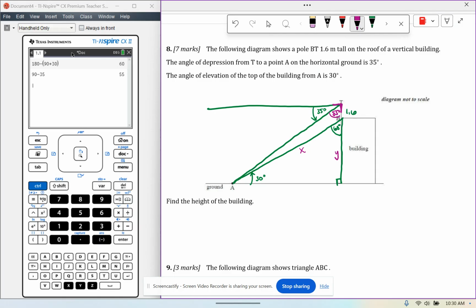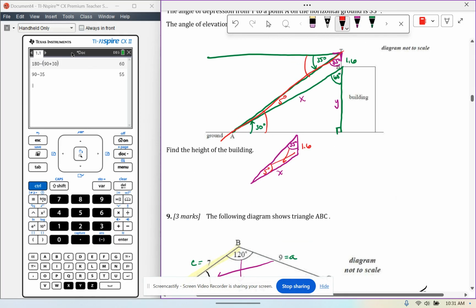Okay, so I'm going to isolate this skinny little triangle right here. This is 55 degrees, and that is across from the side length x that we want. Let's see, I have 30 and I have 35. These are going to be equal because they're alternate interior angles. So that means I've got 5 degrees left for this skinny little angle. And then this is 1.6. So across from here I've got x, across from here I've got 1.6.